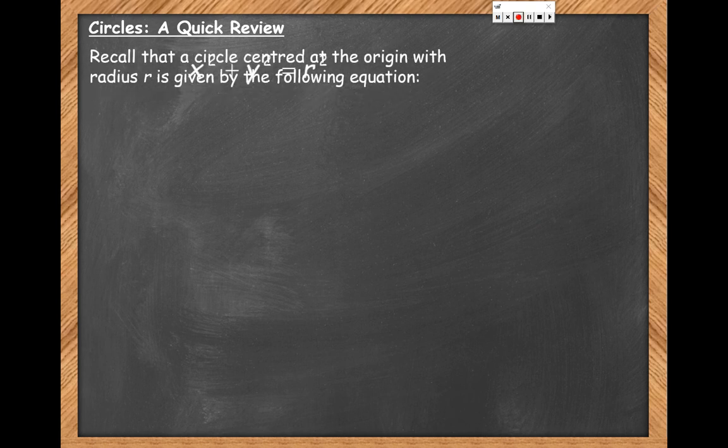Circles. Quick review of grade 10. Recall that a circle centered at the origin with radius r is given by x squared plus y squared equals r squared.